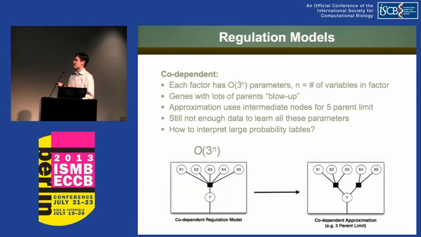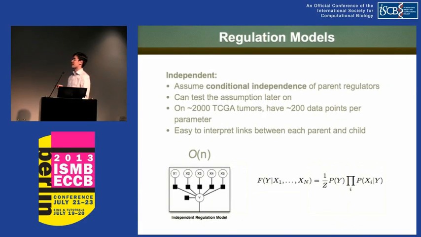So because of all these problems, we also looked at an independent model. Here we're essentially making a naive Bayes assumption, which is that all of the parents are conditionally independent of each other given the child. And this model is nice because it drastically reduces the parameter space. Now it's linear in the number of variables we have.